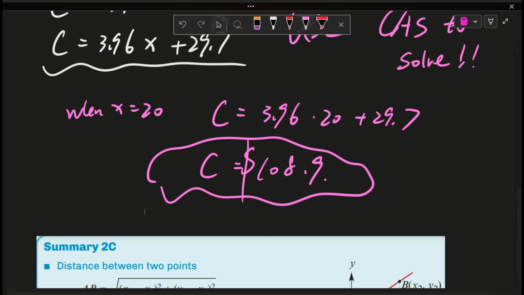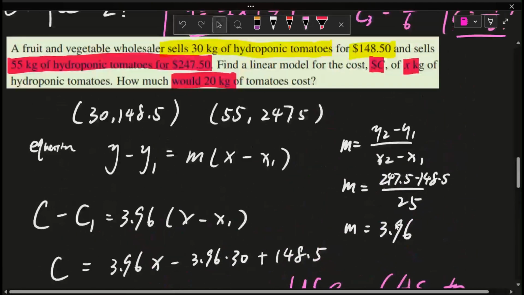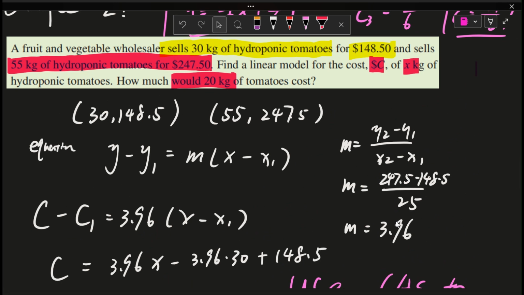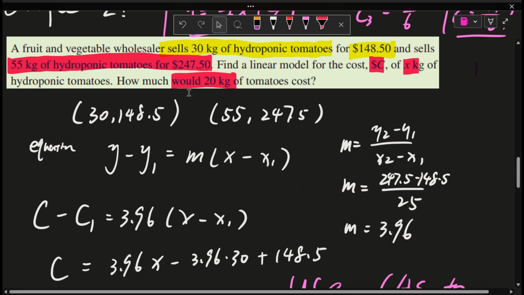Make sure you know everything and try to solve this kind of question step by step. You need to know your gradients. You need to know your two intercept points, and then substitute into the equations, and then you'll be able to do any kind of question.